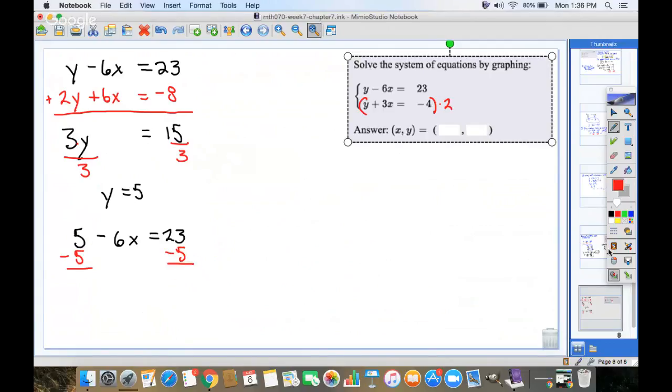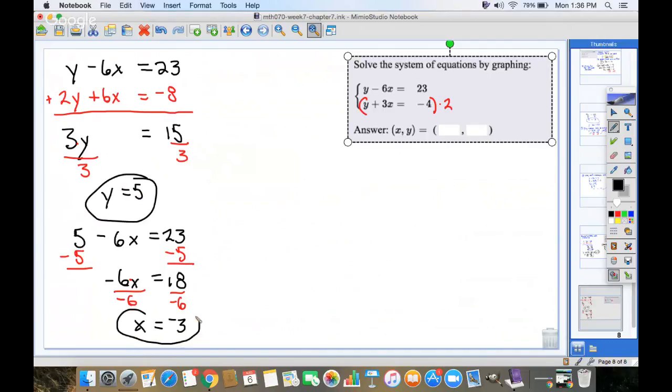So the 5's go away. On that side, I have a minus 6x left behind. 23 minus 5 is 18. Break the multiplication by dividing by negative 6. And it looks like x is then, 6 goes into 18 3 times, and positive over negative is a negative. So I think the solution is y equals 5, x equals negative 3.